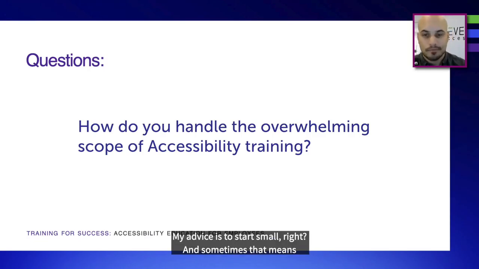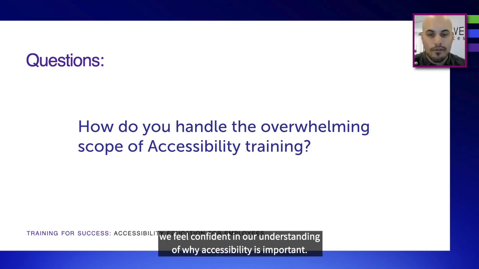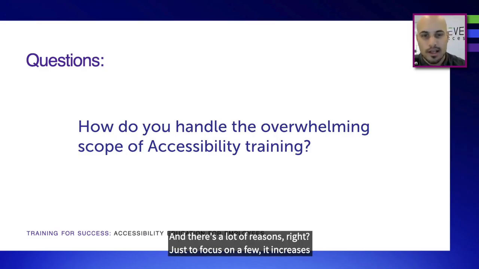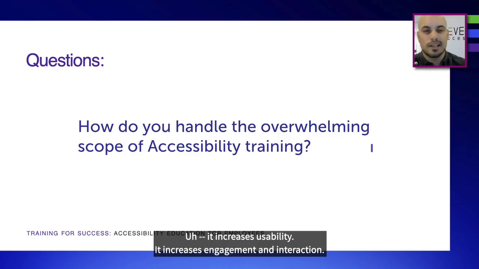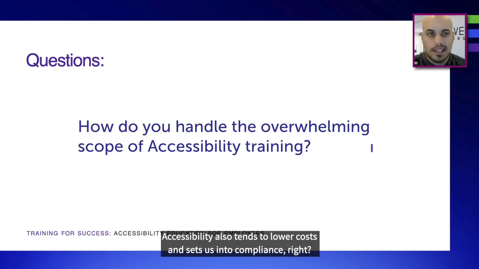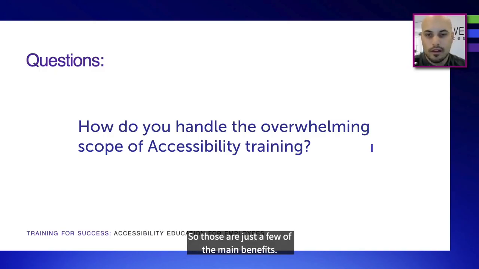My advice is to start small, right? And sometimes that means not even bringing the guidelines into the conversation until we feel confident in our understanding of why accessibility is important. And there's a lot of reasons, right? Just to focus on a few, it increases usability. It increases engagement and interaction. Accessibility also tends to lower costs and sets us into compliance, right? So those are just a few of the main benefits.